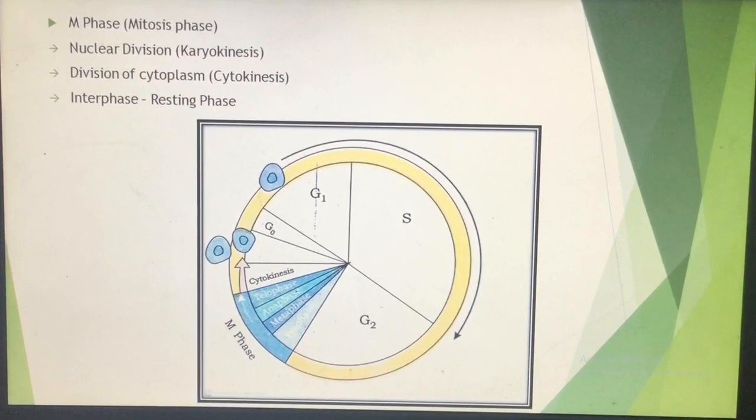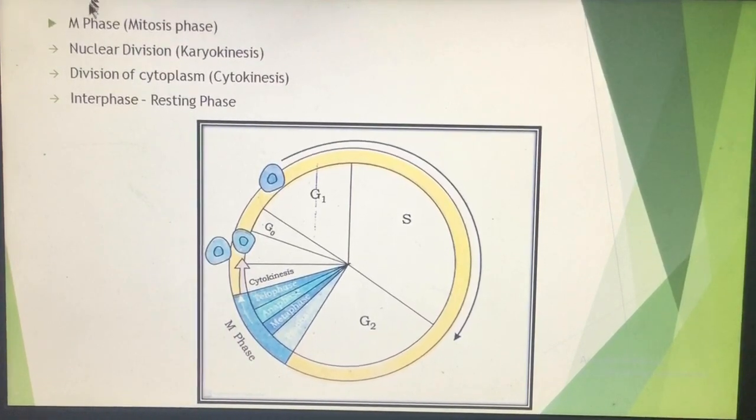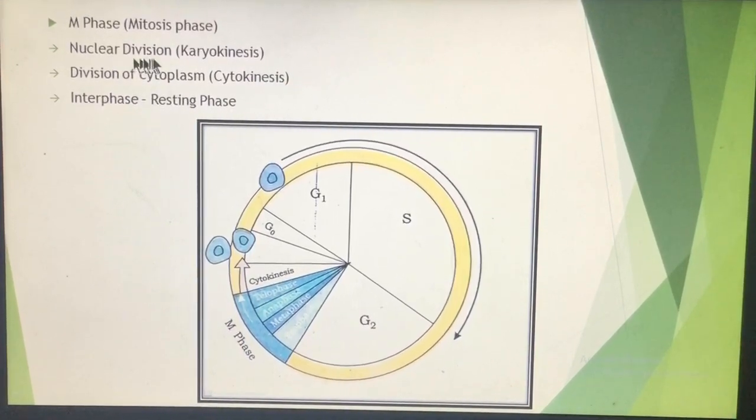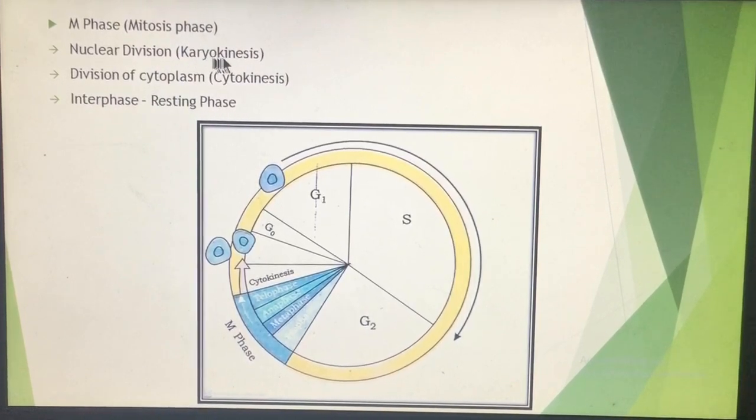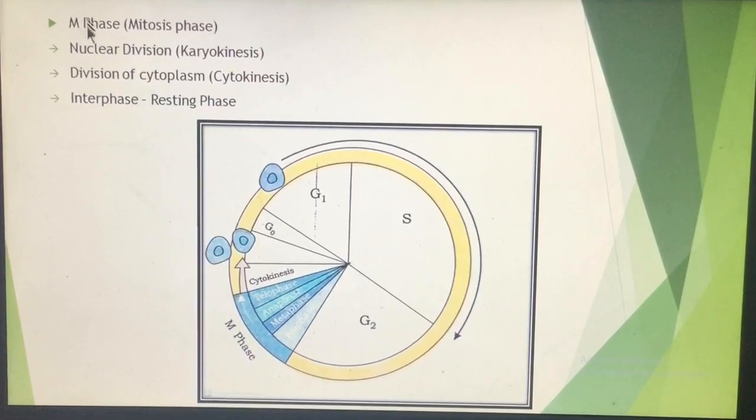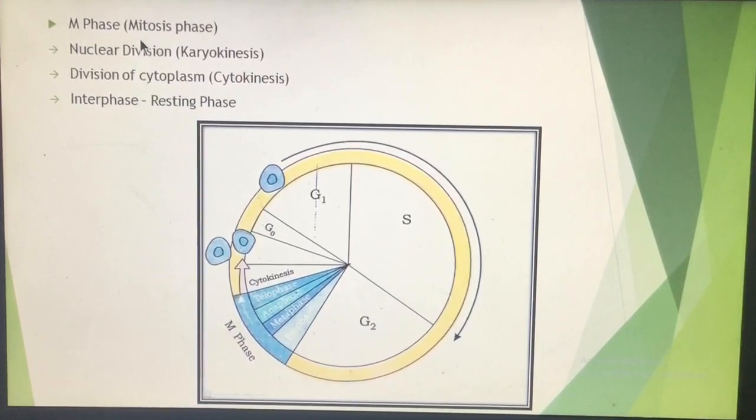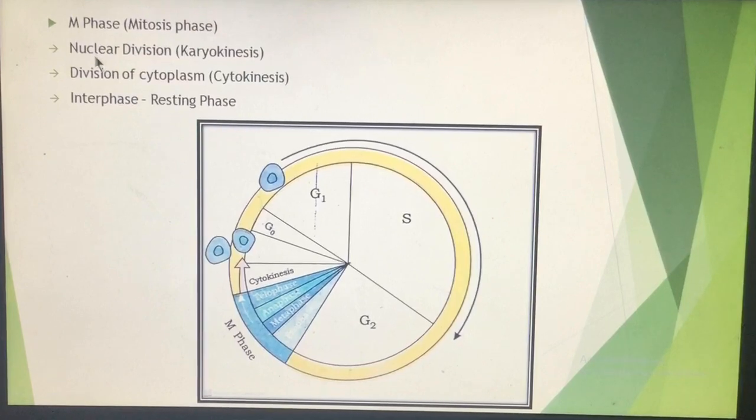but when the cell divides during the M phase में cell divide, and when the cell division takes place, first of all the nuclear division takes place. The nuclear division को karyokinesis भी कहते हैं, karyokinesis. So what is karyokinesis? Karyokinesis is followed by the interphase. Interphase के बाद when the M phase starts, so M phase और the mitotic phase का जो first phase है, that is known as a nuclear division, which is also known as a karyokinesis.